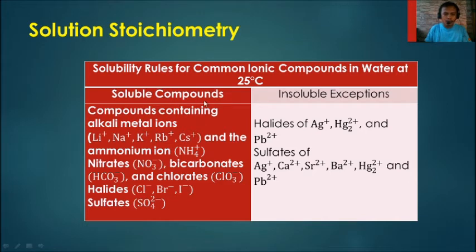So, soluble compounds, so these are the compounds that are soluble in water. Such as itong mga compounds na may mga alkali metal ions, kagaya ng lithium, sodium, potassium, rubidium, cesium, kasama na rin yung ammonium. Then, yung mga nitrates, bicarbonates and chlorates, halides, and sulfates. Kaya lang, hindi po lahat ng halides at sulfates ay mga soluble. No? So, ito yung mga insoluble naman.